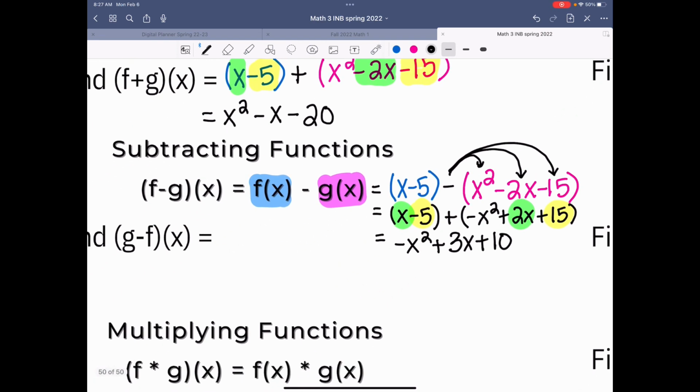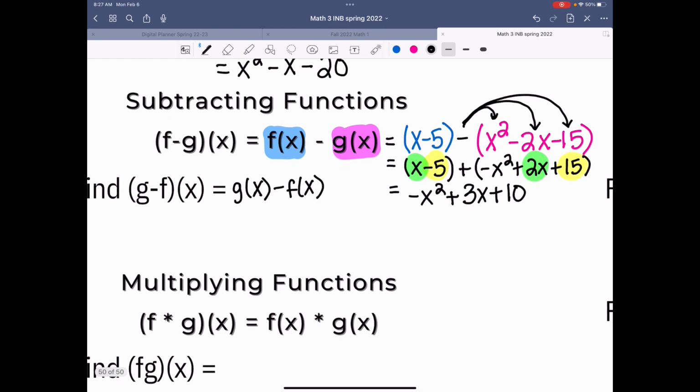So let's actually do this one where we're going to do g of x minus f of x. That's going to give us a completely different answer because we're subtracting a different function in a different order. So if I do g of x, this time we're doing x squared minus 2x minus 15. Because remember, g of x is first, and then f of x is second now. And we're going to say minus f of x, which is x minus 5.